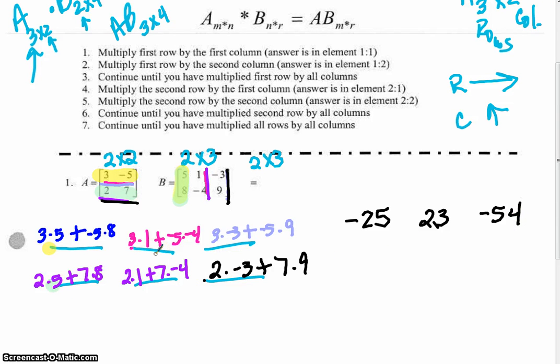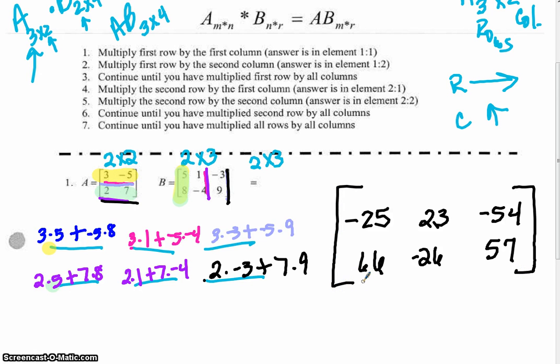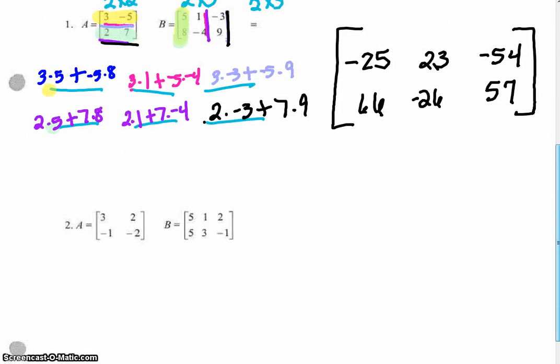So now you do the second row. 2 times 5 plus 7 times 8. And you get 66. 2 times 1 plus 7 times negative 4. You get negative 26. 2 times negative 3 plus 7 times 9. And you get 57. This is a matrix, so you need to put the brackets around it. That right there is your answer. Once you see how to set it up, it's not that bad to do the math part.